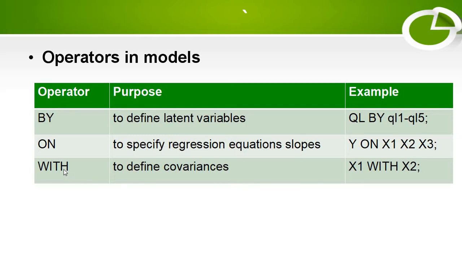Third operator is WITH. WITH is used to define covariance. For example, when I type x1 WITH x2 semicolon, that would mean these two variables x1, x2 have a relationship of covariance.